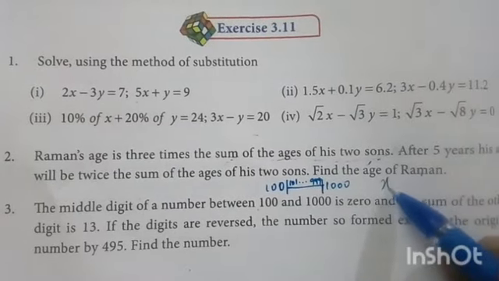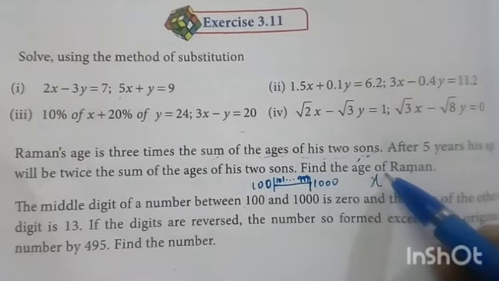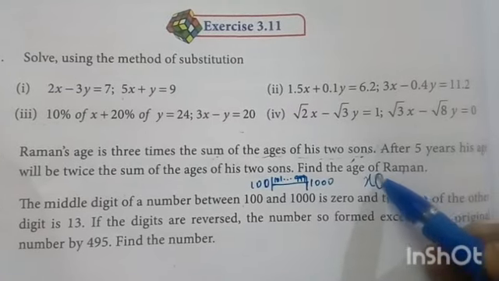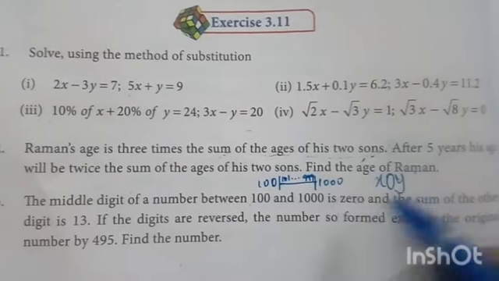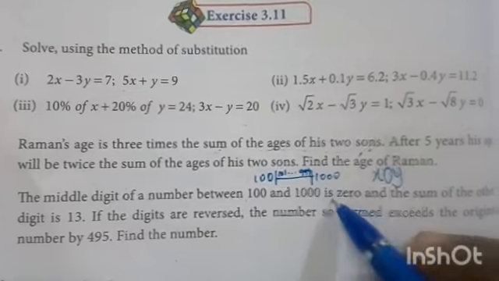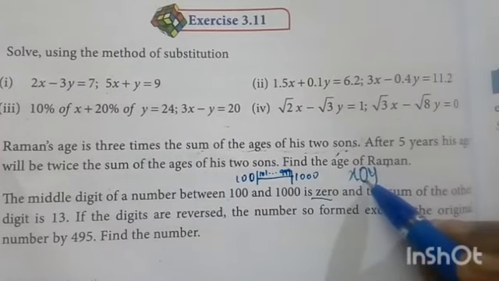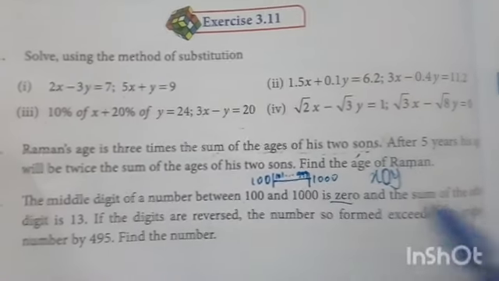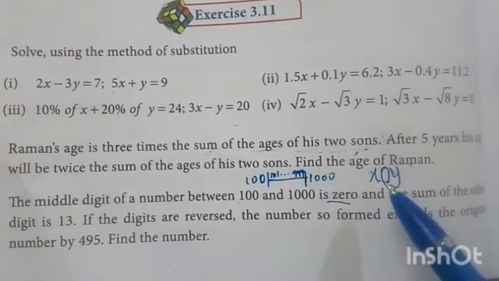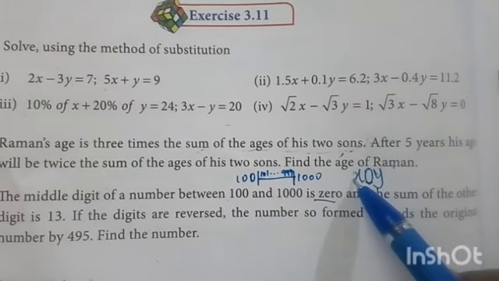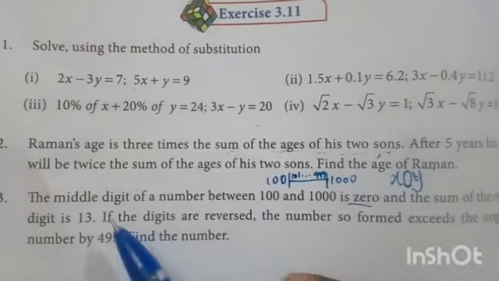For the 3-digit number, the first digit we consider as x, the middle digit is given as 0, and then y. Since the middle digit is mentioned as 0, in the middle you have to write 0. Then the sum of the other digits, other than the middle digit 0, means x plus y equals 13.